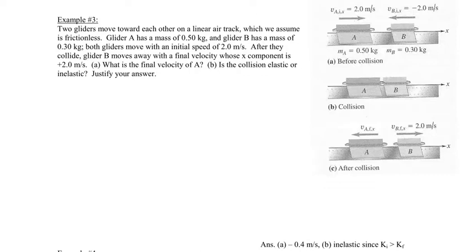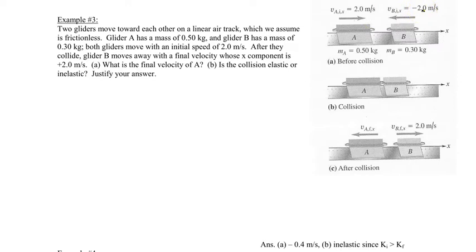Welcome to example number 3. We have two gliders that are moving along a frictionless air track. That way we don't have any external forces acting on the system. Glider A has a mass of half a kilogram, while glider B has a mass of only 0.3 kilograms. Both gliders move with an initial velocity of 2 meters per second. One is to the right and one is to the left. So you can see there's a negative value here.